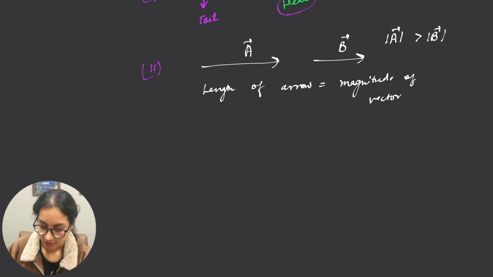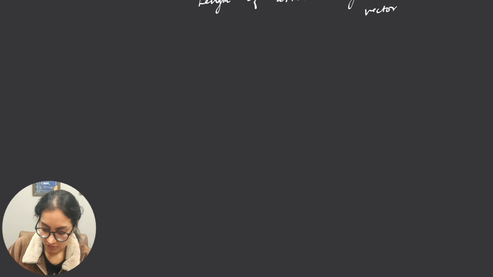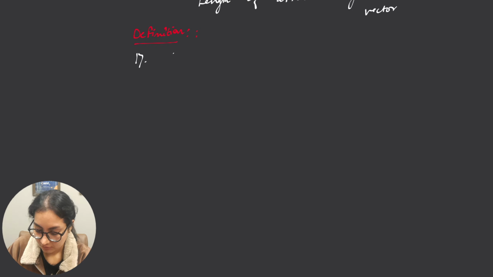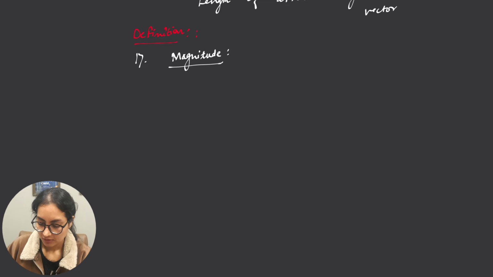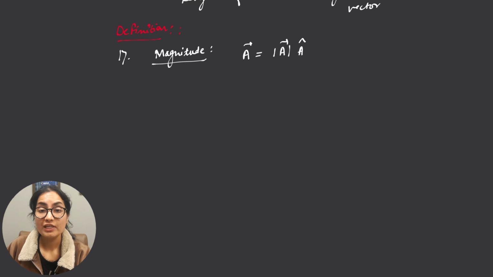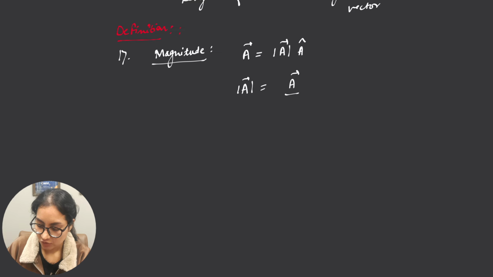So now let's learn some definitions about vectors. First, we just have learned magnitude. We have defined our vector as magnitude and direction. So how will you get magnitude from this formula? You will just divide the vector by its direction. You will get the magnitude of a vector.